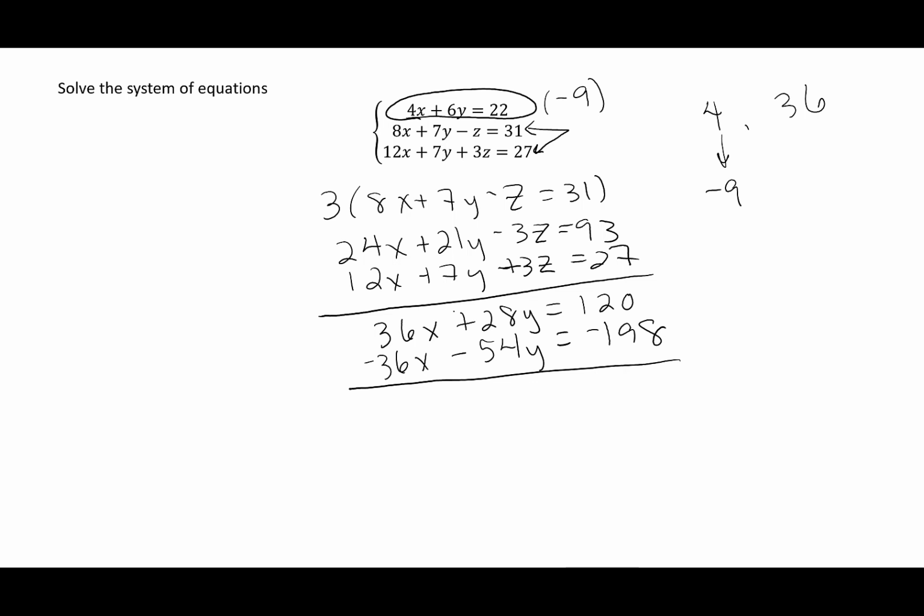I add that together. The 36x cancels. Negative 54 and 28 gives me negative 26y. Negative 198 and 120 is negative 78. I divide by negative 26, and that tells me that y is equal to 3. So now I have one value. From there, I start moving backwards. So I do have this 4x plus 6y is 22, and we just found out that y is equal to 3. So we can plug in the y.